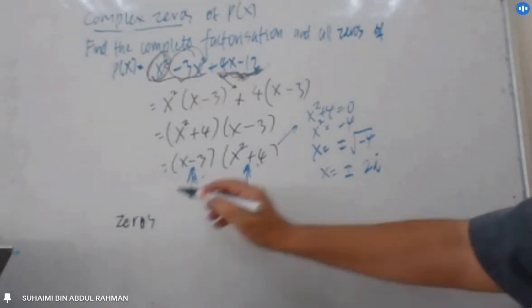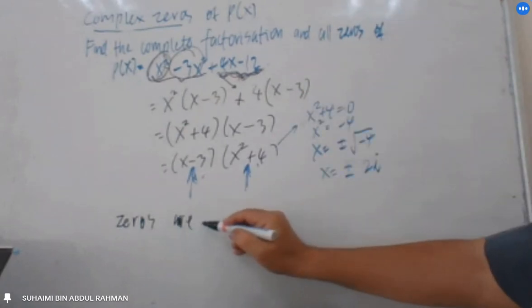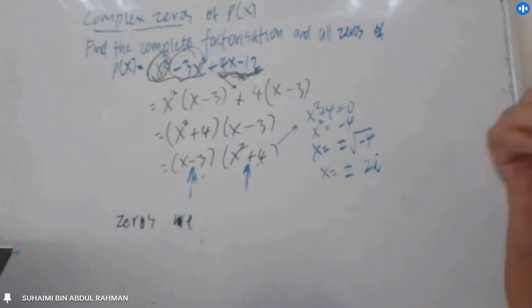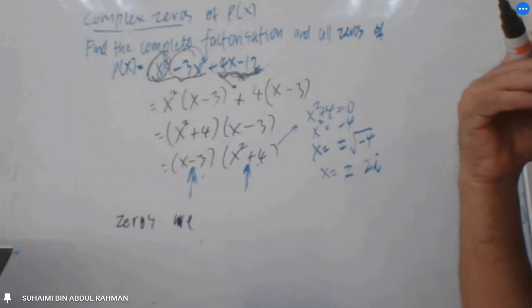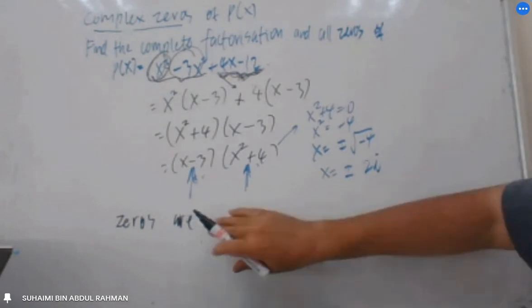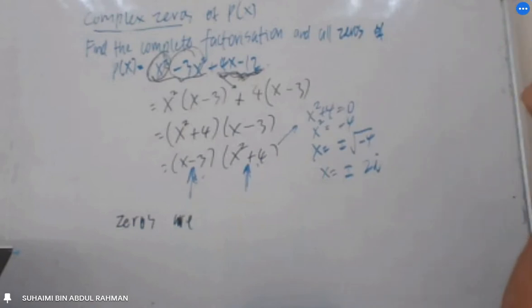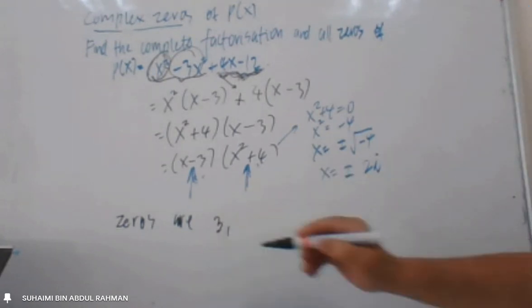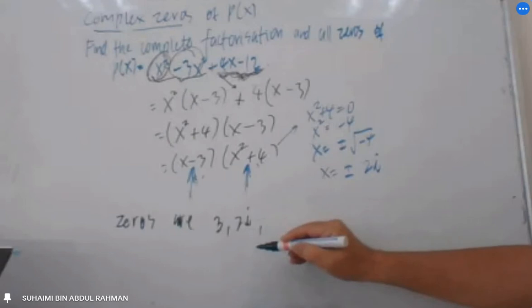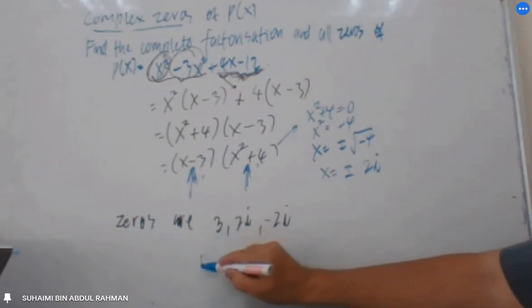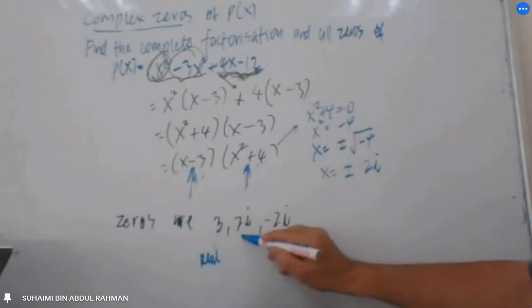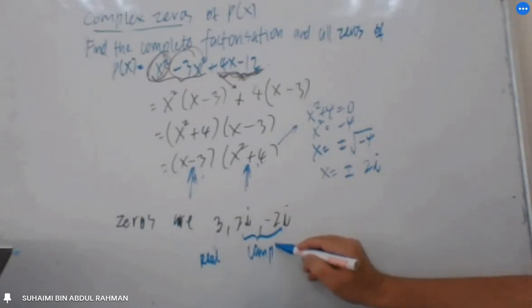Because this question wants to find zeros. Zeros are what? 3, 2i, negative 2i. 3 zeros. And this is real. These two are complex.